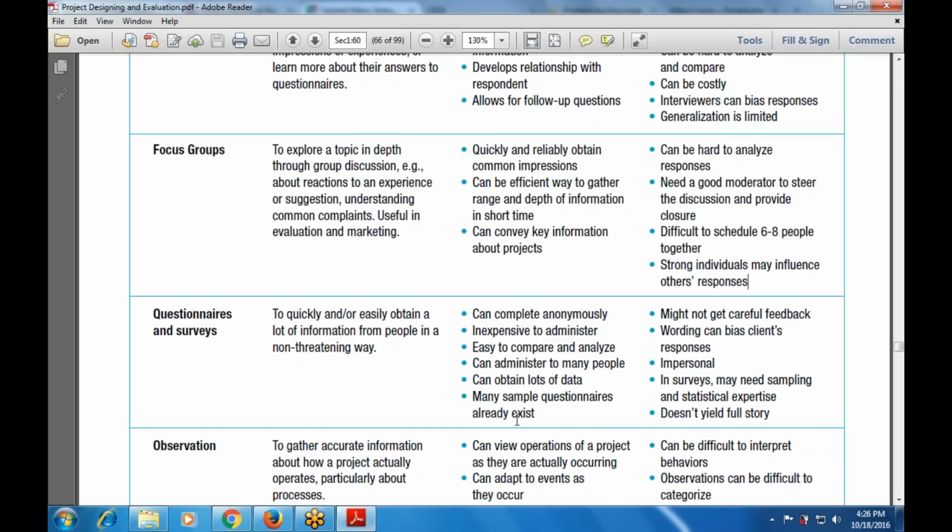Then the next one is impersonal. Impersonal in the sense that whatever the issue is, it is used with the logical data, so it is impersonal with the relevance of the data. And in surveys, that also needs sampling and statistical expertise, which is used with the questionnaires and the surveys. Then the next one is that it does not yield the full story with the questionnaires and surveys.